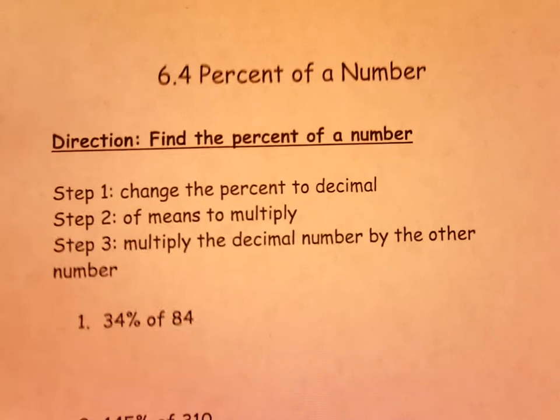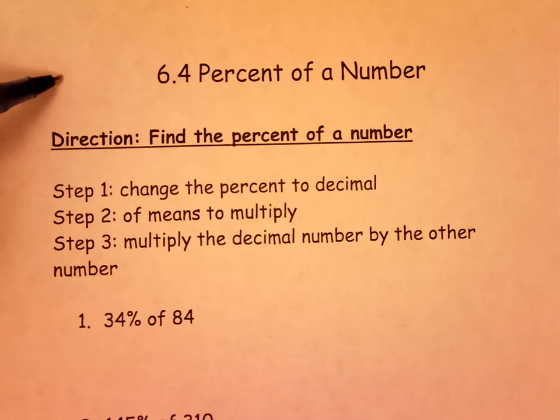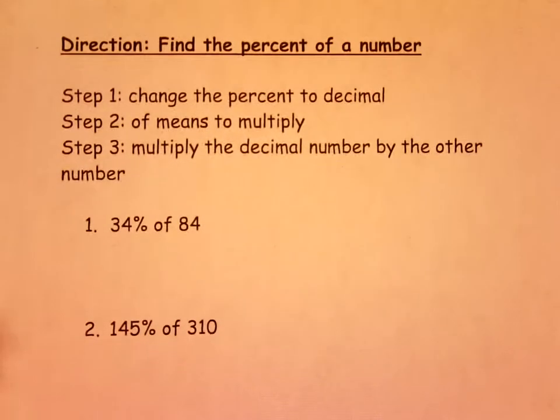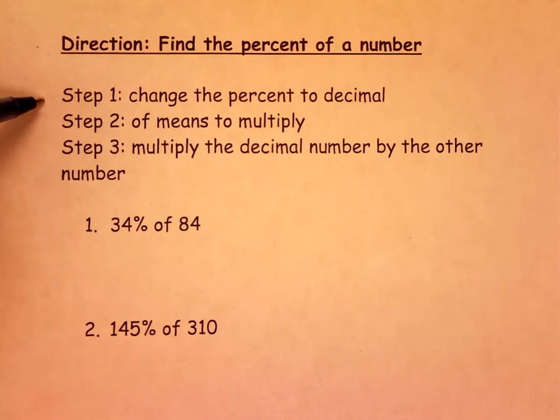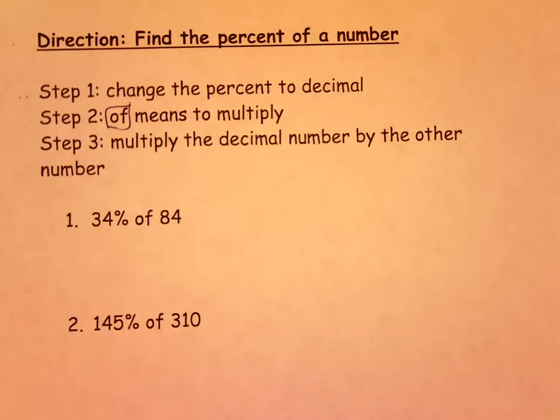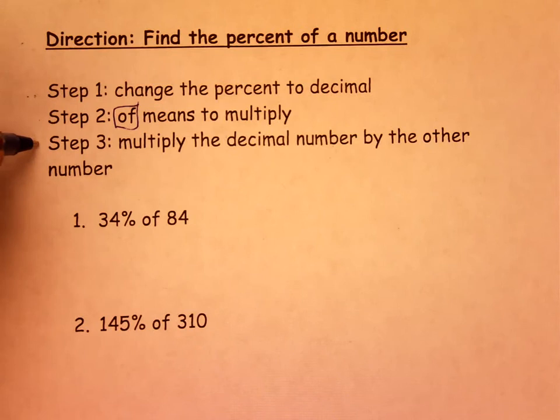Okay, so today's lesson is 6.4, percent of a number. Here's the direction you're going to find in your classwork and homework: find the percent of a number. So the steps are, step 1, change the percent to decimal, which you learned from a previous lesson. Step 2, the word of means to multiply. And step 3, multiply the decimal number by the other number.